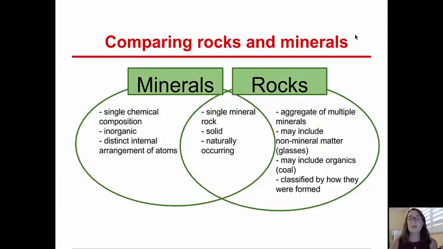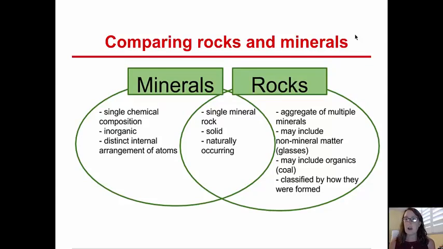So in the next chapter, we're going to be talking more about rocks, but just to give you a little bit of a preview, we can compare and contrast minerals and rocks. Over on the left side, you see that an individual mineral has a single chemical composition. It's inorganic and has that distinct internal arrangement of atoms. Minerals and rocks commonly are solid, they're naturally occurring, and some rocks are single mineral rocks, such as dunite, which is made up only of olivine.